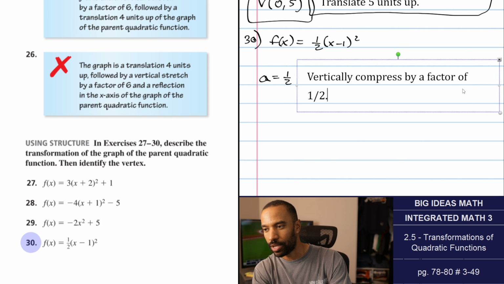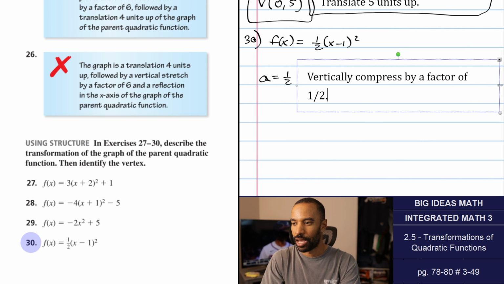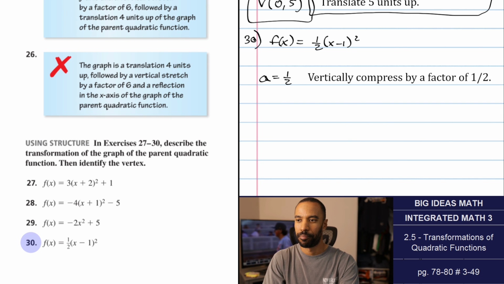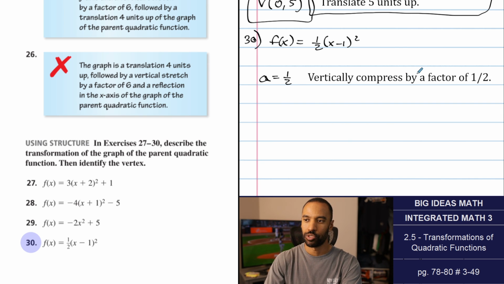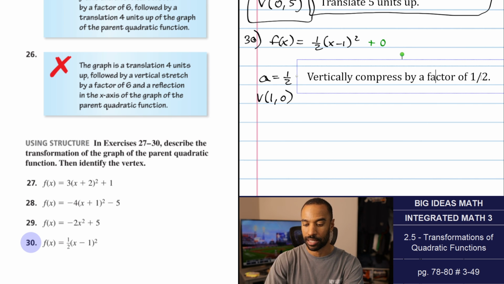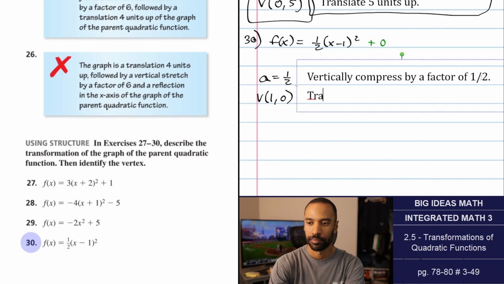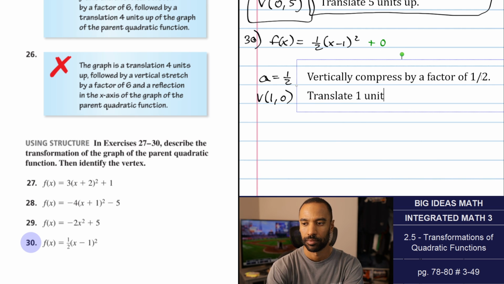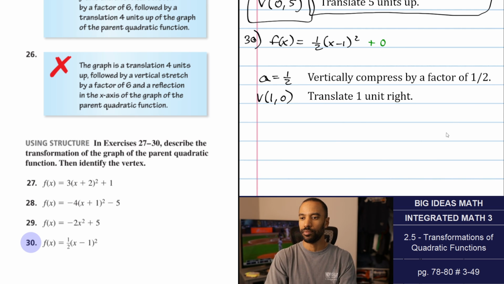And then we've got a vertex. We've got a vertex of what? There's no k value. So if you're thinking in addition to it, you're adding 0, right? So the vertex is at 1, 0, and it is 1, not -1. That does mean we're translating 1 unit to the right, and that's it. Translate 1 unit right.